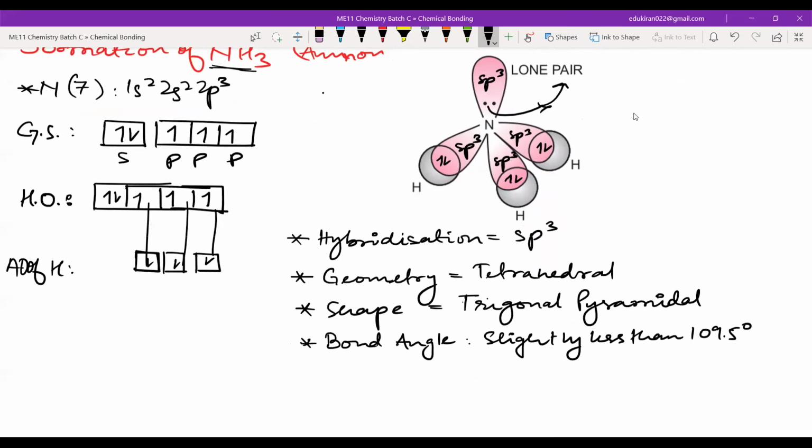Now Google the bond angle of NH3 and tell me what the actual bond angle is. 107. Exactly, 107. I'm not saying anything, I'm just asking. So it is very, very near now, right? Yes or no? Yes, sir.